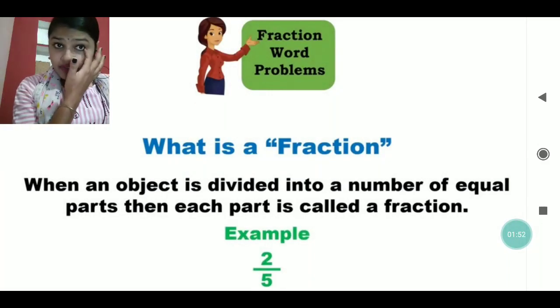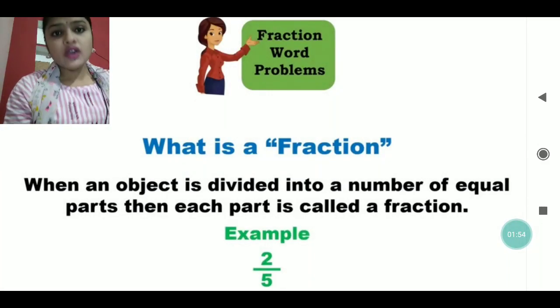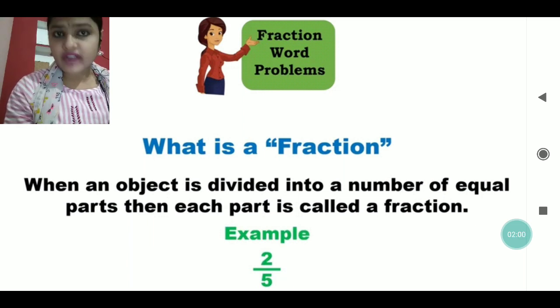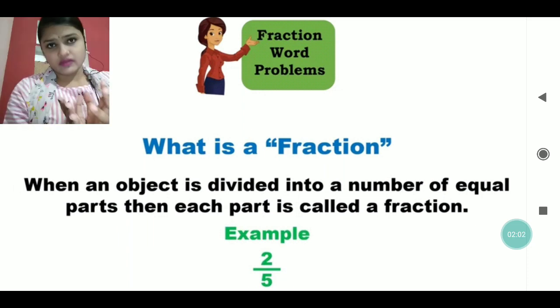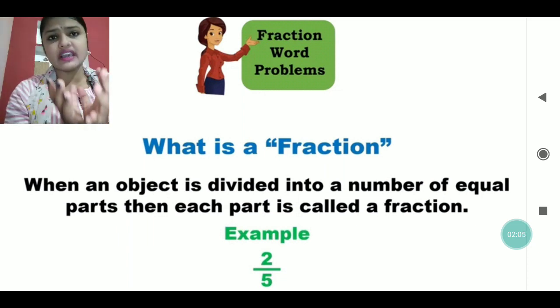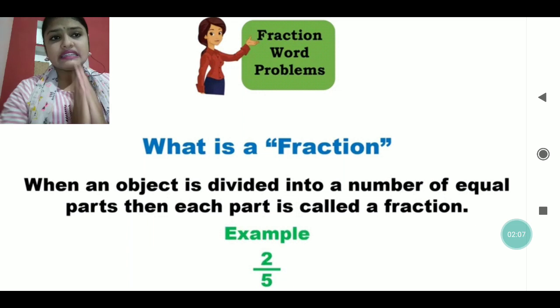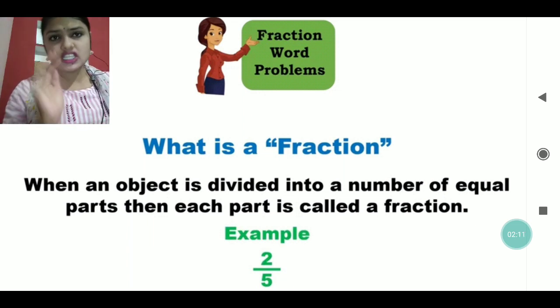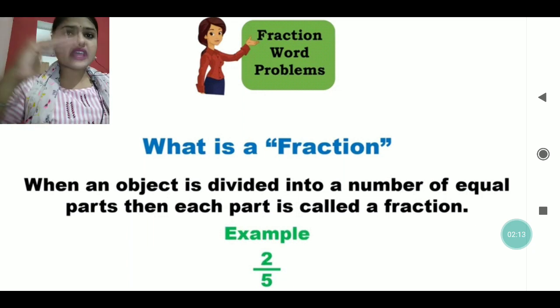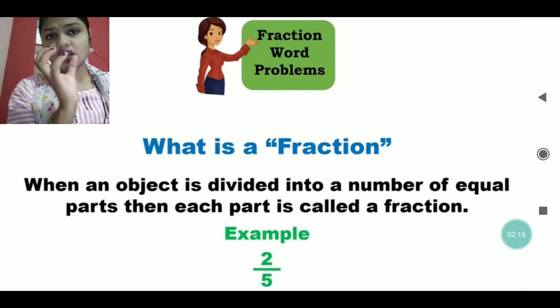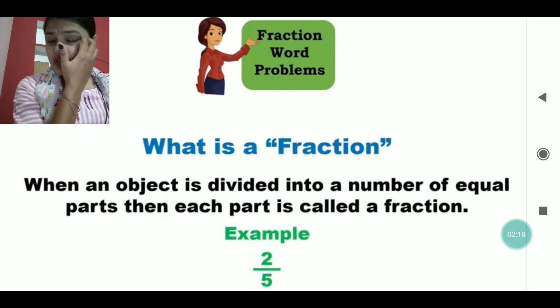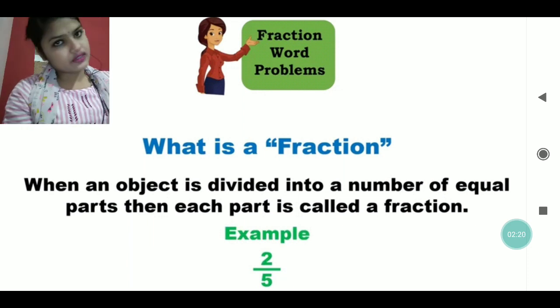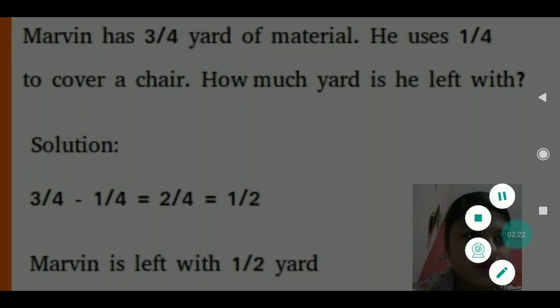Now just see what is written. What is a fraction? When an object is divided into a number of equal parts, then each part is called a fraction. When a whole thing, or a set of things, is divided into equal parts, each part is called a fraction. Upside, which we write, that is the part, called the numerator. Downside, which we write, that is the whole, called the denominator.